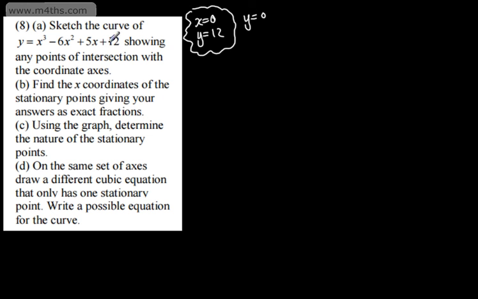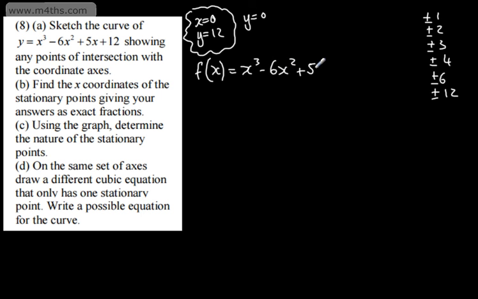The way in which we do it is consider the constant, and we do plus or minus 1, plus or minus 2, plus or minus 3, plus or minus 4, plus or minus 6, and plus or minus 12. So what I'm looking to do is find a factor of 12 that will set this equal to 0 when we evaluate it. If that's the case, we can use that as a factor as we've seen before. So if we just define f of x is equal to x cubed minus 6x squared plus 5x plus 12.